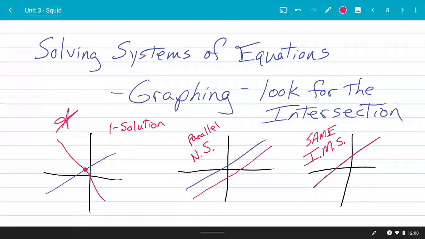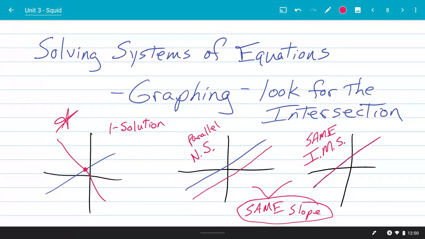Okay? Something cool I'm going to give you right now about these 2. It's interesting when they're parallel or essentially the same line, they have the same slope. We'll come back and talk about that more in the future.